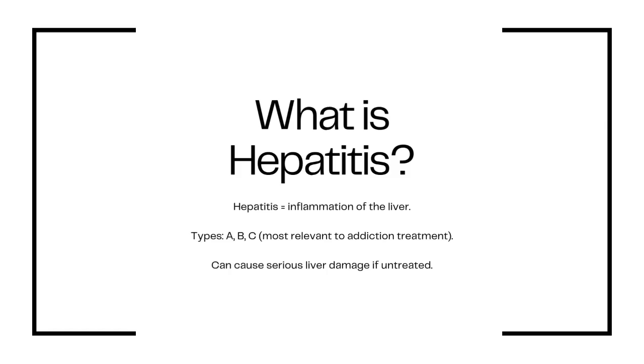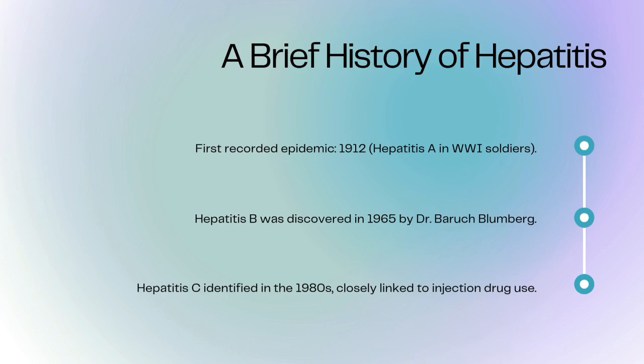Hepatitis refers to the inflammation of the liver and has a significant history, especially in relation to public health. There are several types of hepatitis, but the most relevant for those working in addiction treatment are hepatitis A, B, and C. Each type of hepatitis affects the liver differently and spreads in various ways, but they all have the potential to cause serious liver damage if left untreated. Let's take a closer look at these types of hepatitis and explore some historical events to put it all in context.